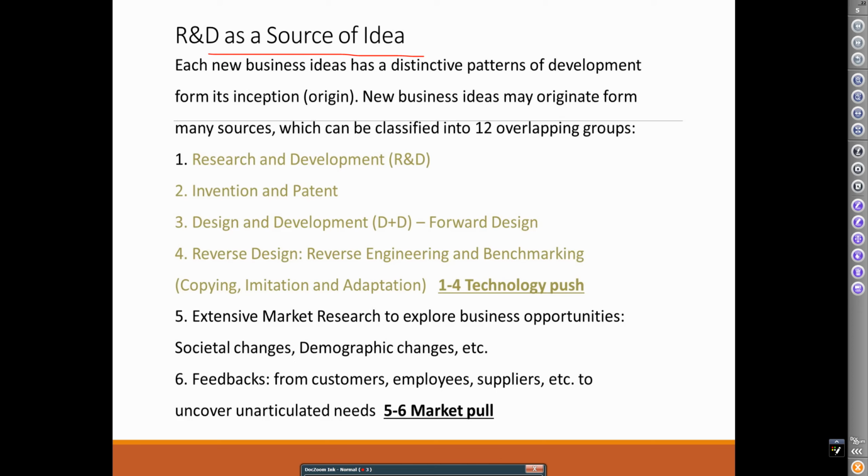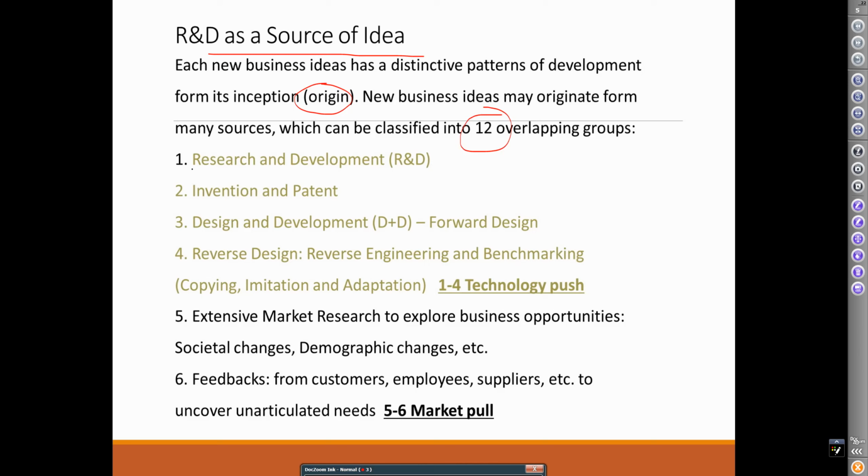It consists of the definition that each new business idea has distinctive patterns of development from its inception, its origin. Each new business should be based on an original idea, and all business ideas could be classified into 12 overlapping groups. Let's discuss all the groups.